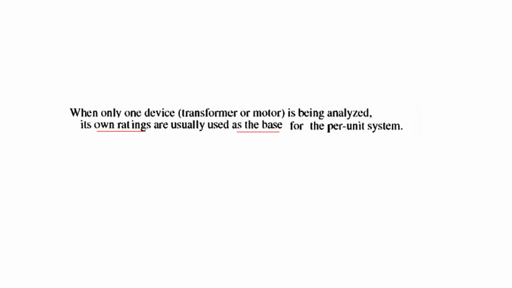Okay, a couple more points. When only one device, that is a transformer or motor, is being analyzed, its own rating is usually used as the base for the per unit system. So this is very important. If there is a single device, then that device's own rating will be used as the base. And let's see one example.